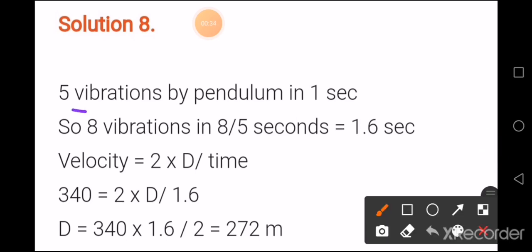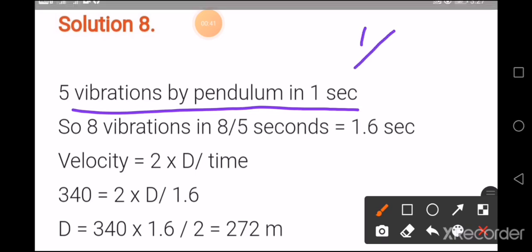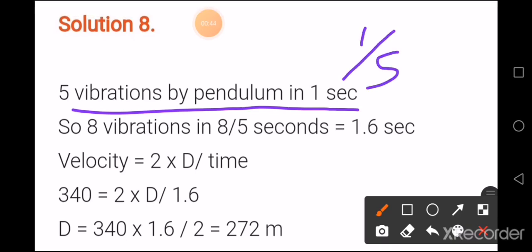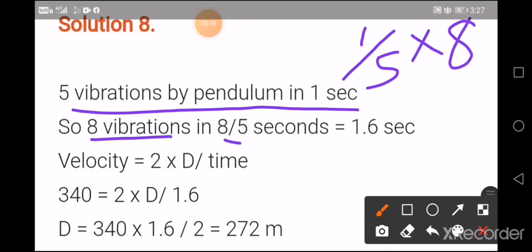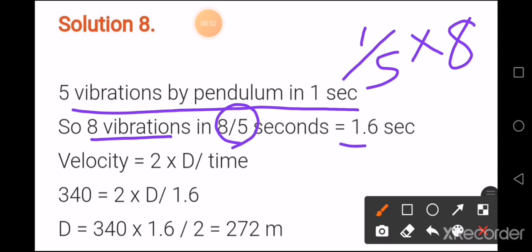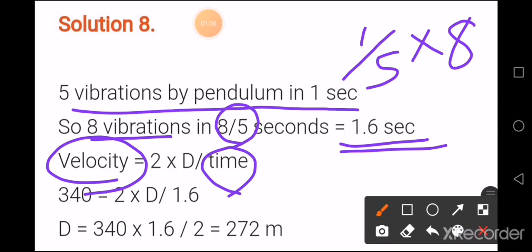See, 5 vibrations take 1 second. Or you can say for 1 vibration it will be 1 by 5 seconds, isn't it? So accordingly for 8 vibrations it will be 8 into 1 by 5, that is 8 by 5 seconds, or you can write it as 1.6 seconds. So now you got the time properly. Now velocity is given there, 340 meters per second. Time period you have calculated from here. Distance is the one you have to calculate.